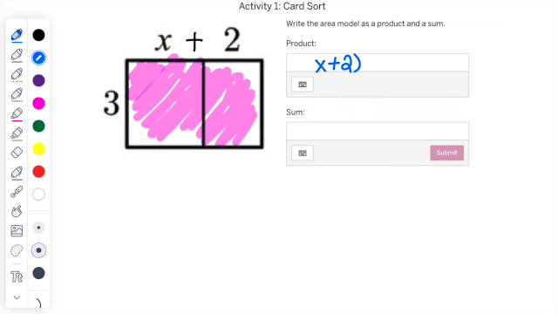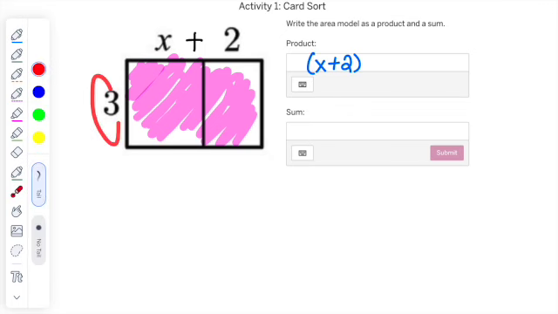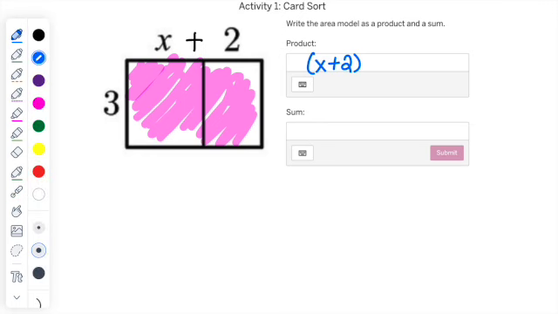Now my height is going to be this 3 here. So that 3, we're multiplying base times height. So the fastest way to write that is to put it right there. So that's what my product problem would look like. Now again, I want to distribute it. So I'll use some different colors here. My rainbow: 3 times x is going to be 3x.